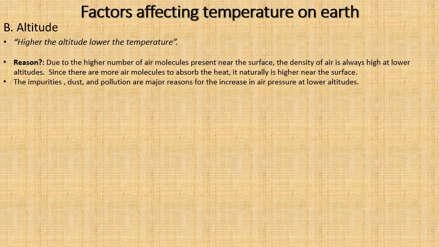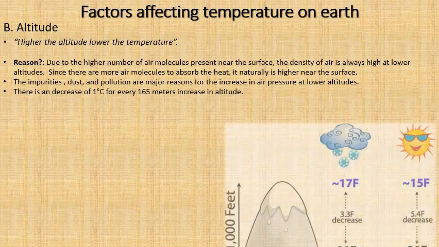Because of high impurities, dust and pollution, there are a lot of air molecules, and when there are a lot of air molecules, there is higher density and all these air molecules absorb heat, so there is higher temperature near the surface. There is a decrease of 1 degree centigrade for every 165 meters increase in altitude. So when you go 165 meters higher, you actually go 1 degree centigrade lower.